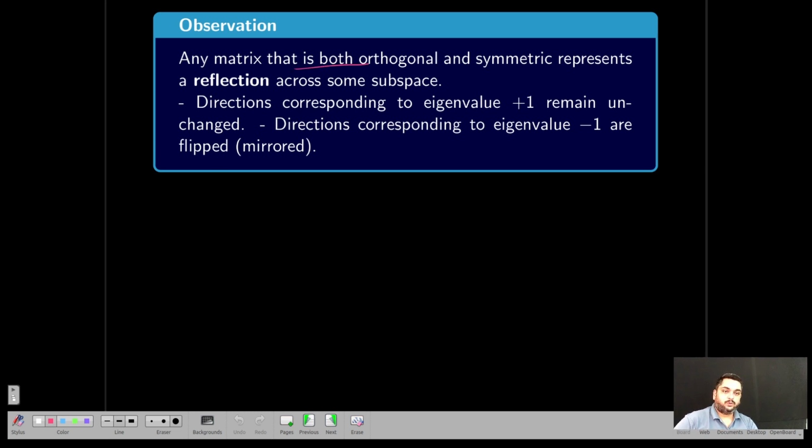Any matrix that is both orthogonal and symmetric represents a reflection across some subspace. Directions corresponding to eigenvalue plus 1 remain unchanged. Directions corresponding to eigenvalue minus 1 flip, or mirror.